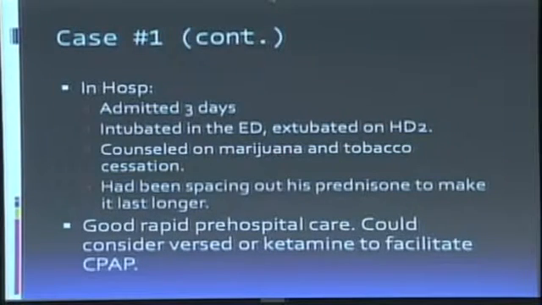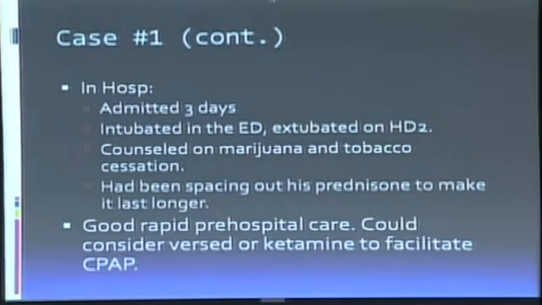There was an attempt at CPAP. The patient didn't tolerate it well. He was admitted fairly soon after arrival in the emergency department. He was extubated on hospital day 2. He had been trying to make his prescriptions last longer, and so he decompensated. So overall, very good, very appropriate EMS care.